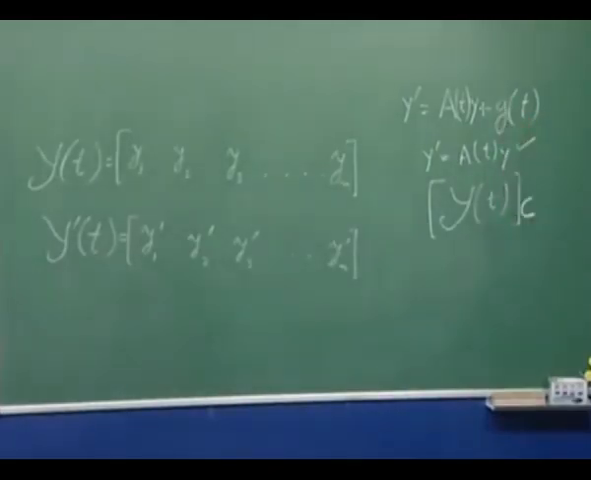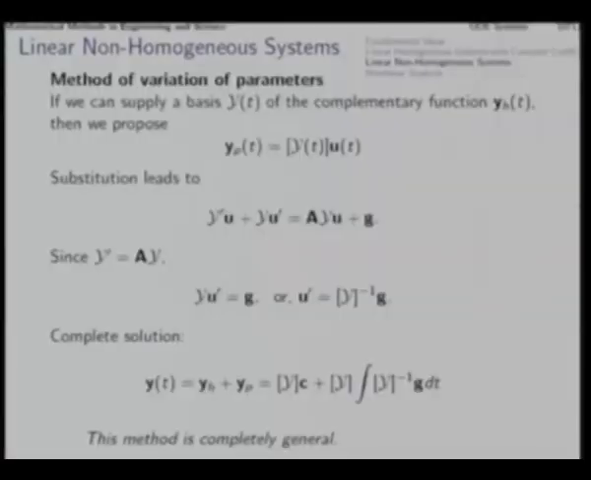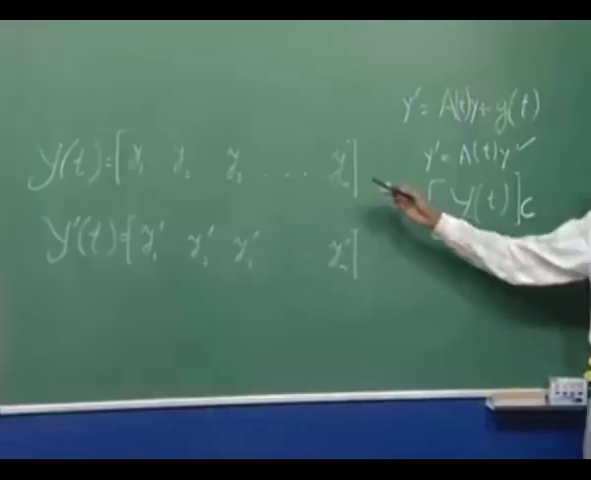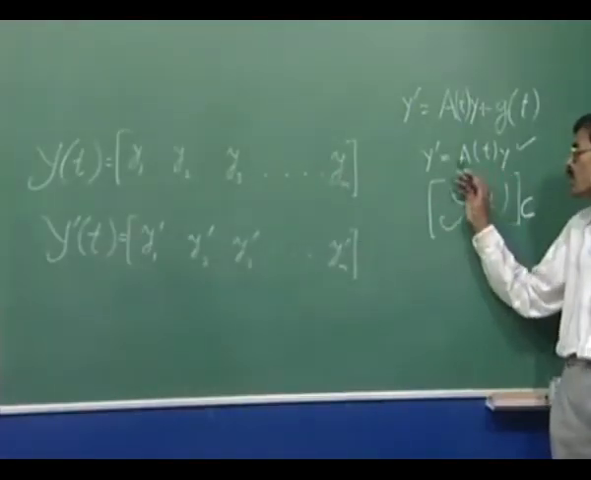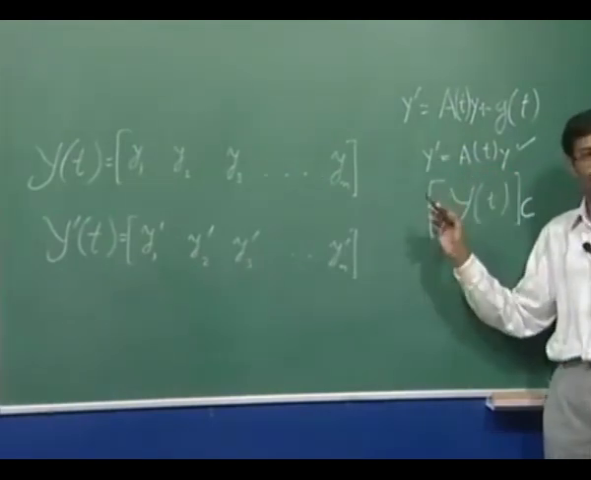And this method is completely general. The only starting point for this method of variation of parameters is this complete basis, the fundamental matrix of the solutions of the corresponding homogeneous equation.